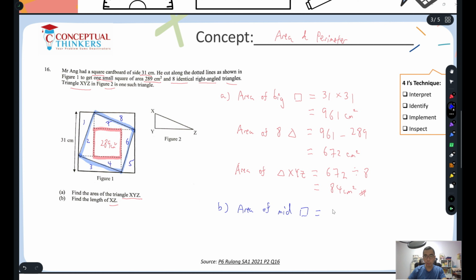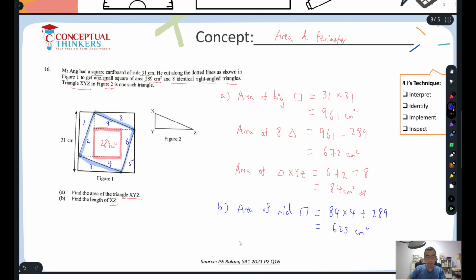Mid square will be equal to taking, okay, there's another way to calculate: either you take the area of one triangle times 4, then you add 289, or you can use the big square, then you minus away 4 triangles. Either way, you can give you the correct answer. So I take area of one triangle, I multiply by 4, then I add in 289. So this will give me 625 cm square.